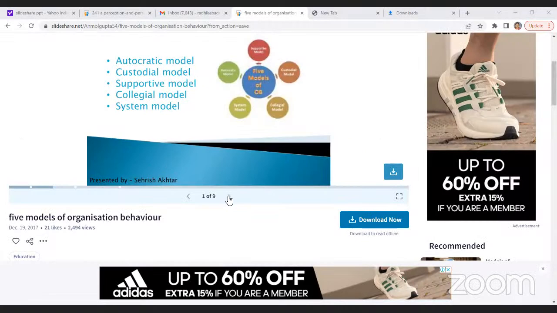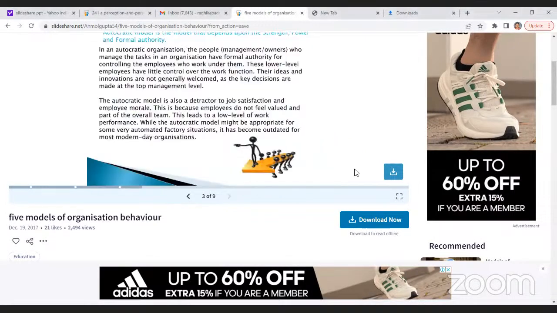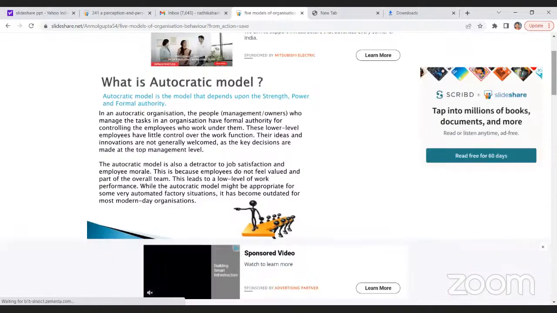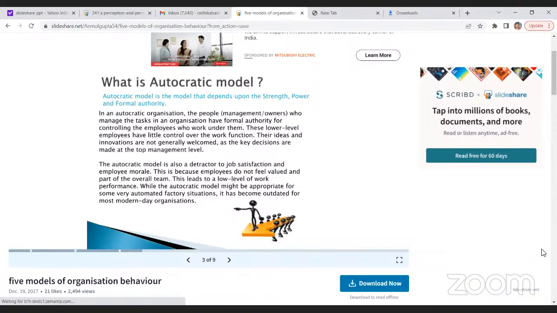Yes, ma'am. Yes, coming to autocratic model. So autocratic model is nothing but here management will always think that I am paying money, so I have to extract work from the employees. They won't check out the feelings and opinions of the employees. So it's like a mechanism, a machine type of work, where they don't give importance to the employees. They simply think that I'm giving work to you, I'm giving salary to you, you have to do my work.